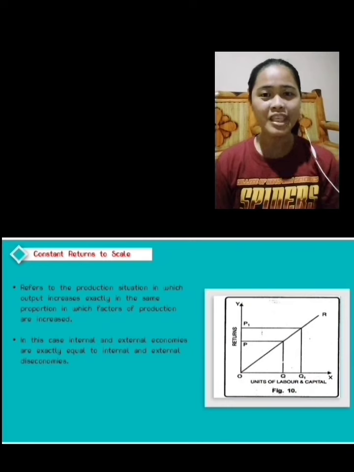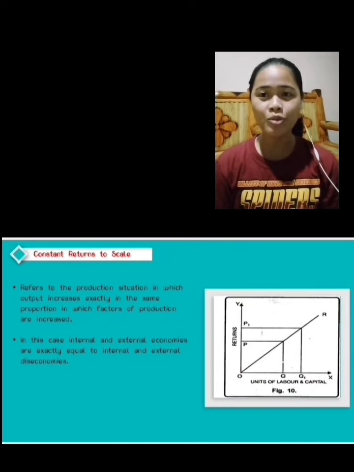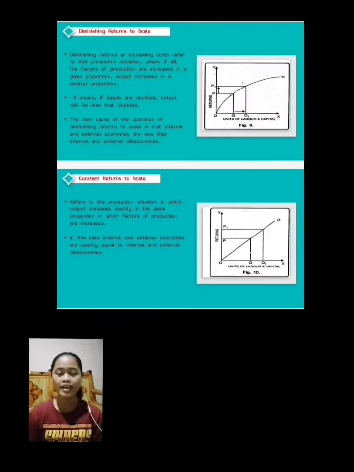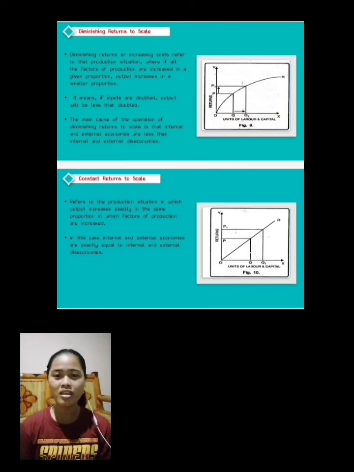And if the company gets a constant doubling of output, then the company experiences constant returns to scale. Lastly, when the company doubles its inputs and gets less than double the output, then the company experiences diminishing or decreasing returns to scale. So, those are the concepts of returns to scale that come from a long-run process.